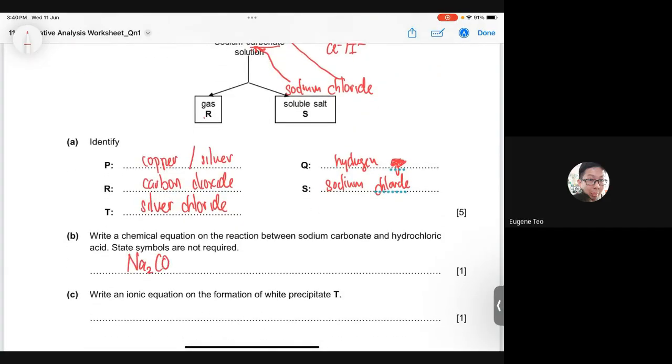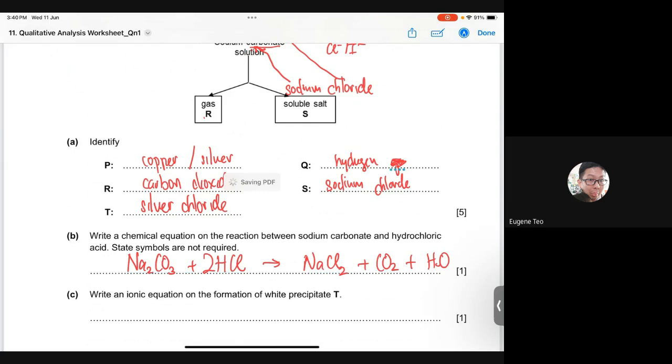Sodium carbonate plus hydrochloric acid. What you're going to get is sodium chloride plus carbon dioxide gas plus water, because it's a carbonate plus acid test. Sorry, this one is 2, my bad. So your final answer will just put 2 here and it will be balanced.